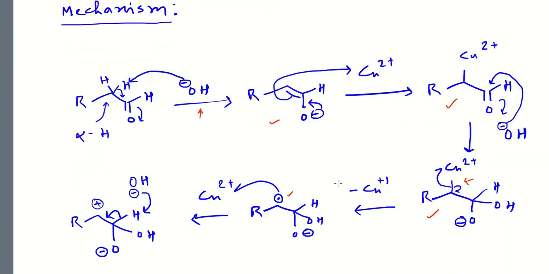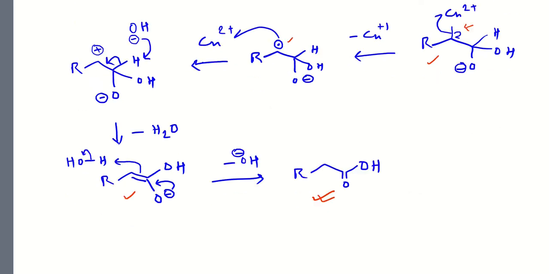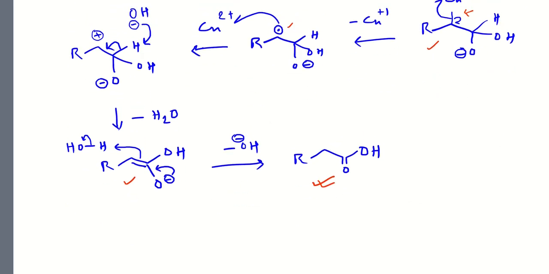which will then be converted into the corresponding carbocation via one electron abstraction by copper 2+. After that, the OH minus will abstract the hydrogen atom, and an elimination reaction will take place in order to provide the corresponding enolate, which will then immediately be transformed to the corresponding carboxylic acid. So this is the overall mechanism of this reaction.